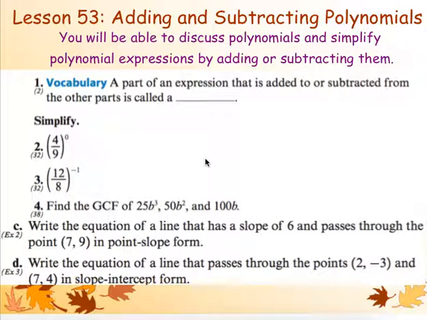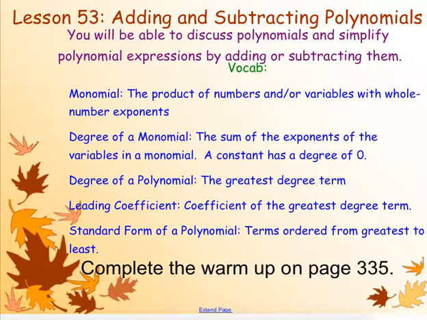Algebra 1, Lesson 53. We are adding and subtracting polynomials. We have a lot of vocabulary terms in this one. First, let's go over these. So monomial, we are talking about the product of numbers and variables with whole number exponents.